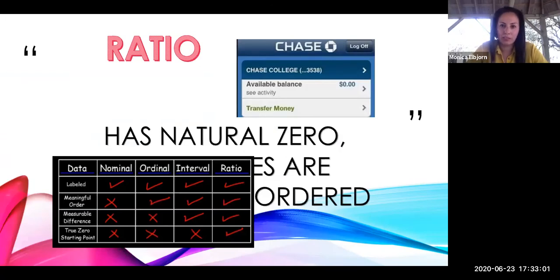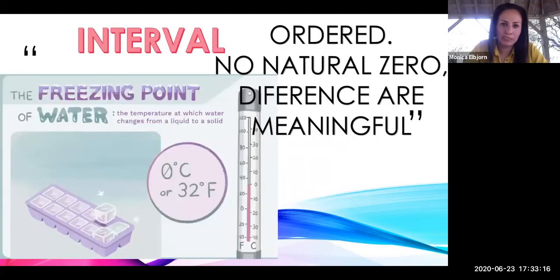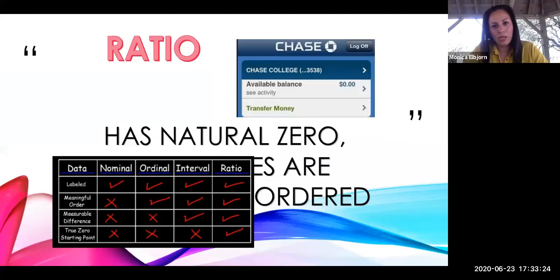Ratio has everything. It has a meaningful order, it has a category, it has a measurable difference. For example, age. Once you have 0, that means you have 0 years. In ratio, you can subtract, the math is meaningful. For example, my age 32 minus 20 gives you 12 years over. So it's something meaningful.